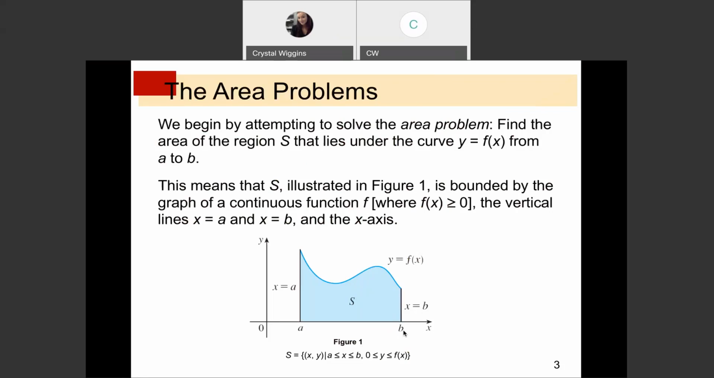This means that S, illustrated by this figure, is bounded by the graph of a continuous function f of x and vertical lines, a starting point at A and a finishing point at B. Now, notice that also, I would say a hidden boundary, is the x-axis. Whenever we are trying to find area, we are always taking it from the curve to the x-axis, whether the curve is above the x-axis or below. It's always between the curve and the x-axis that we are calculating the area using antiderivatives.